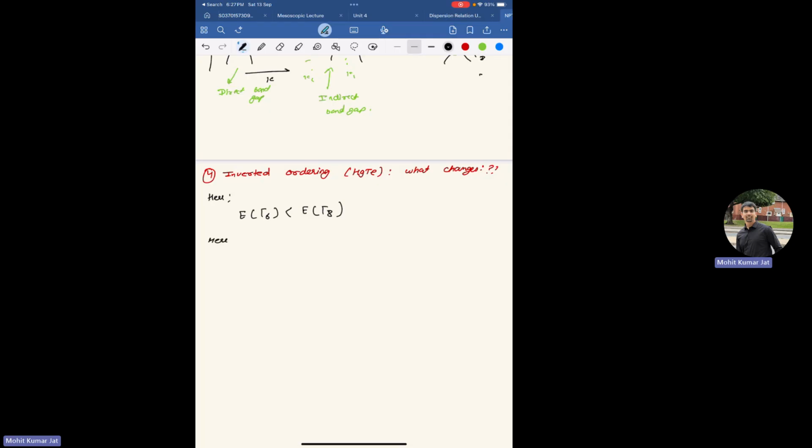Here the S-like state has been pushed down below the P-like states, and this is known as band inversion.